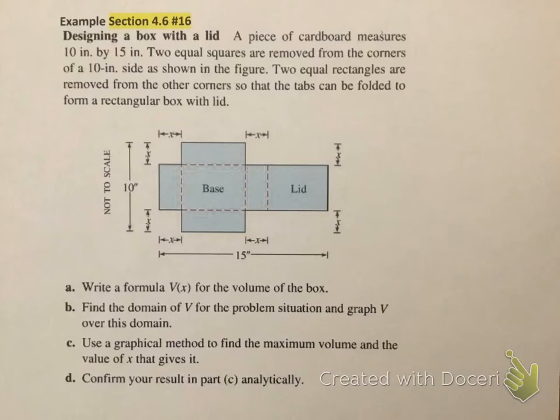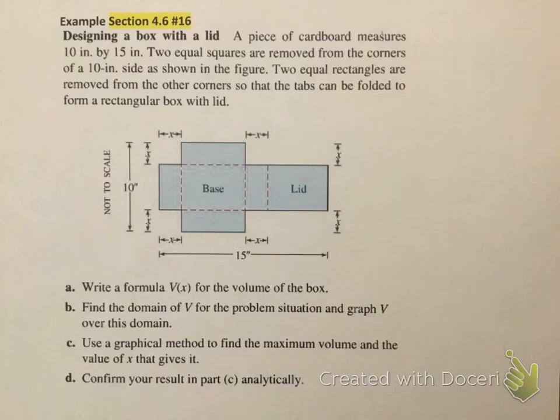Sorry about that. Designing a box with a lid. A piece of cardboard measures 10 inches by 15 inches. 2 equal squares are removed from the corners of a 10-inch side as shown in the figure. 2 equal rectangles are removed from the other corners so that the tabs can be folded to form a rectangular box with a lid. Okay, please pause the video and read the question again.